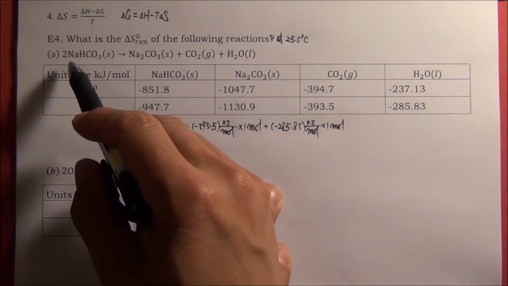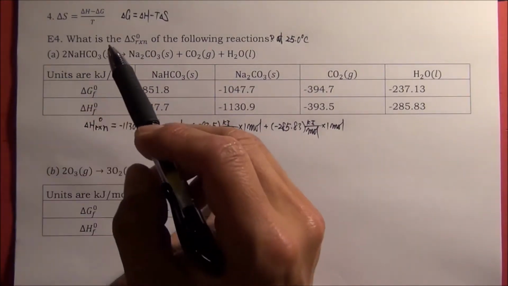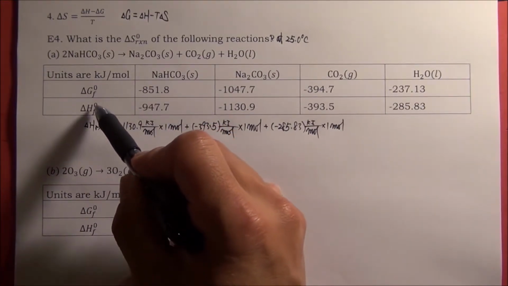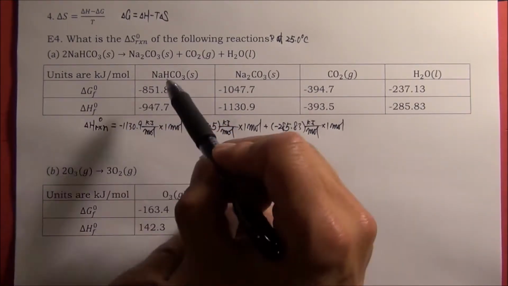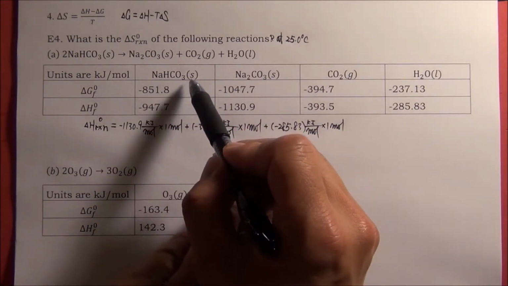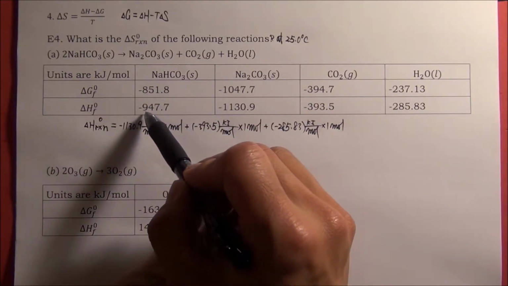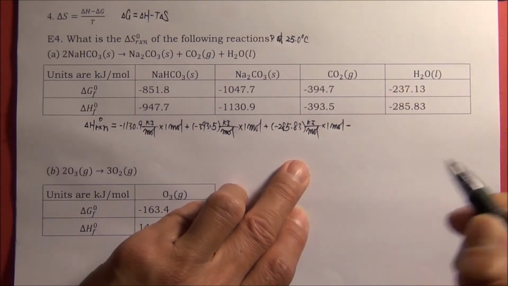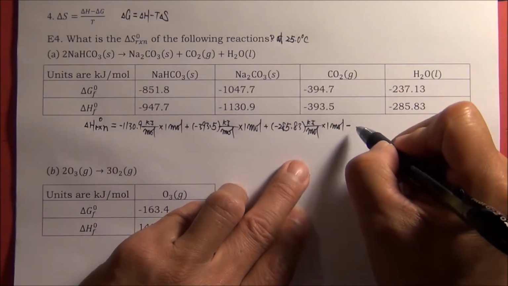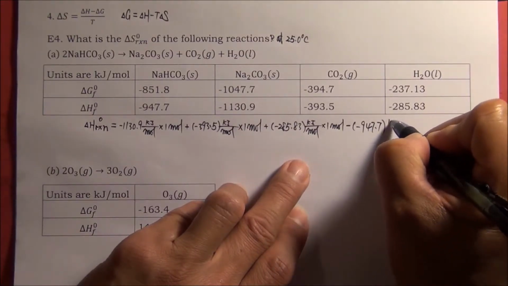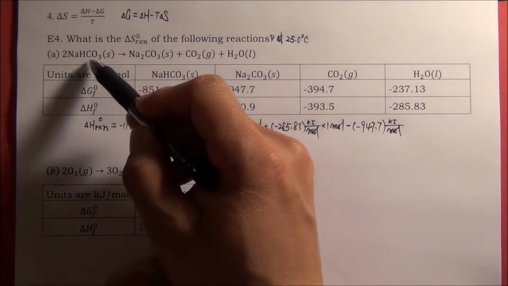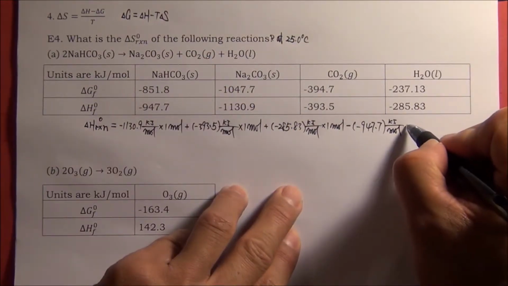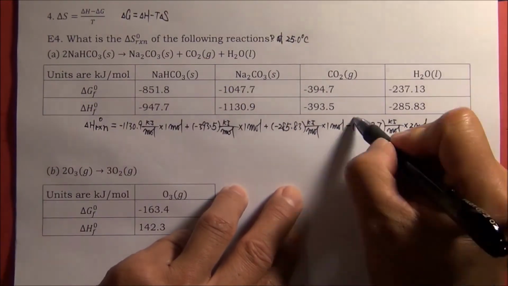We only have one reactant, which is sodium bicarbonate. Again, we will use the table to find the standard enthalpy of formation of sodium bicarbonate solid, which is negative 947.7 kilojoule per mole. We need to subtract the reactants. The coefficient for sodium bicarbonate in the balanced chemical equation is 2, so we multiply by 2 moles.